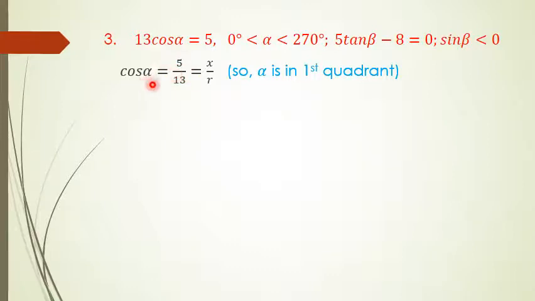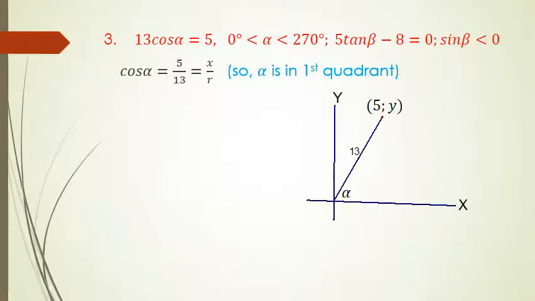We also compare this ratio with the definition of cos alpha, which is x over r. That tells us that the x coordinate of the point is 5 and r is 13. Now we are ready to sketch a diagram to help us in our calculations. So there is our diagram. The point here is x coordinate 5, the y coordinate is unknown. Then r is 13 and this angle is alpha.